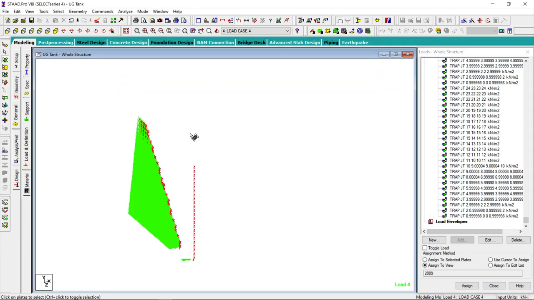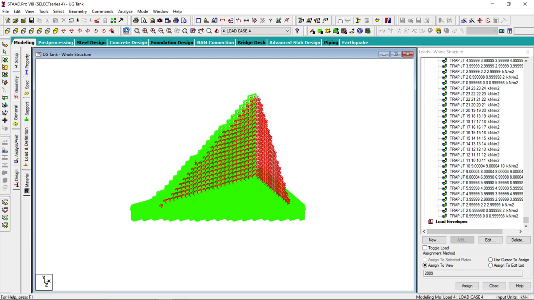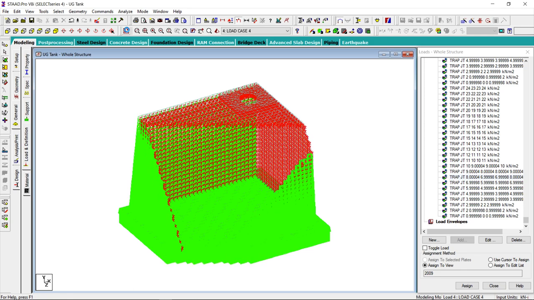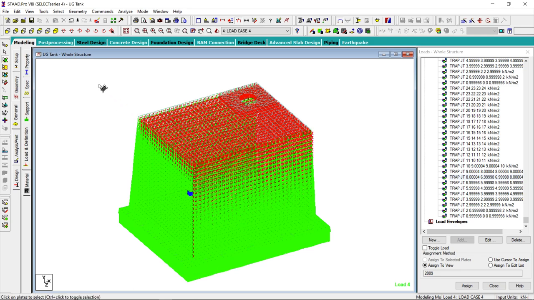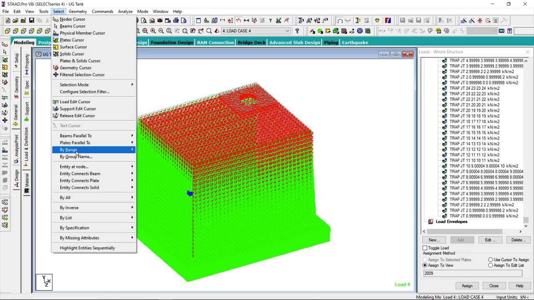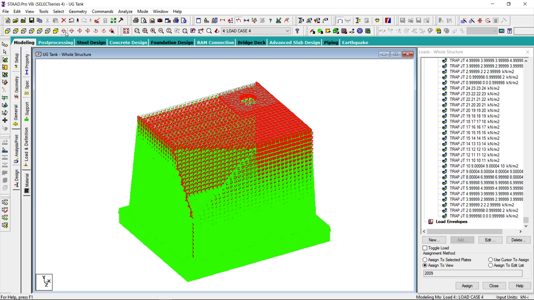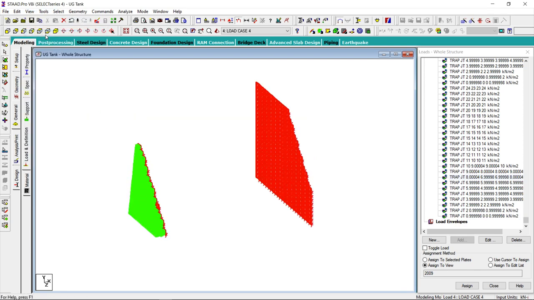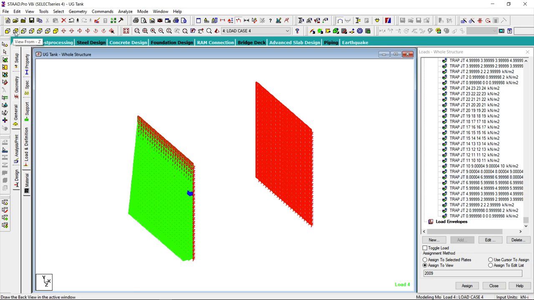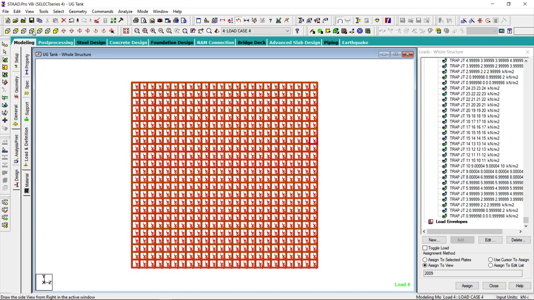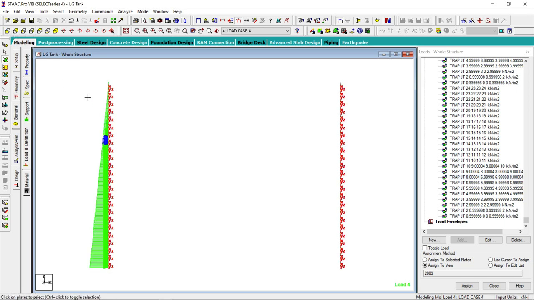So now the forces are applied over here. Three walls are covered, only one wall is remaining. Select wall parallel to YZ. View selected. So let us select only this, view selected only.